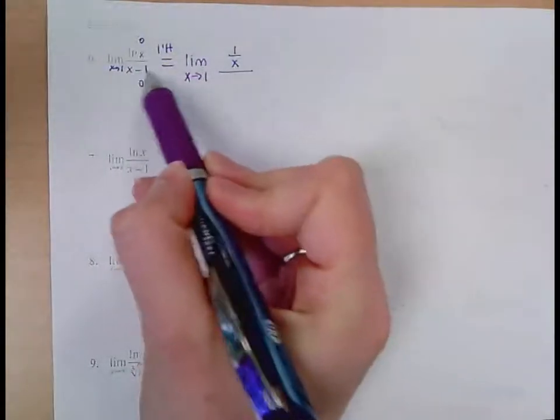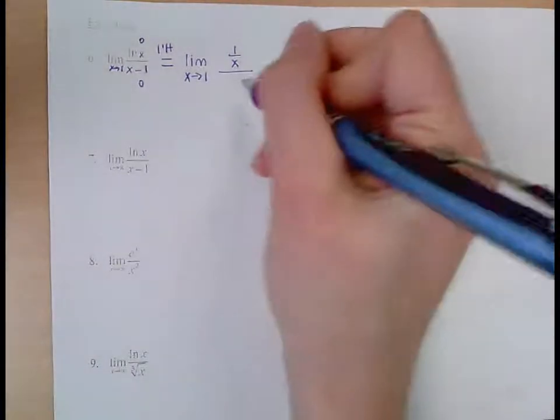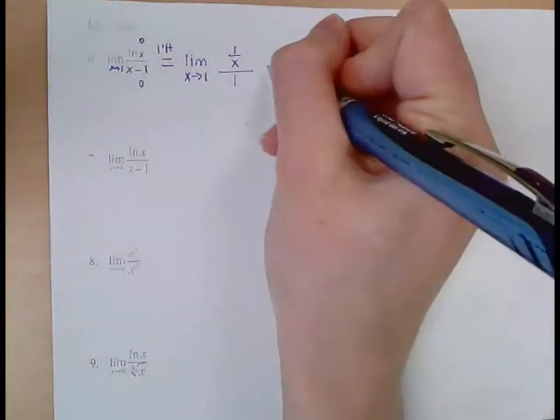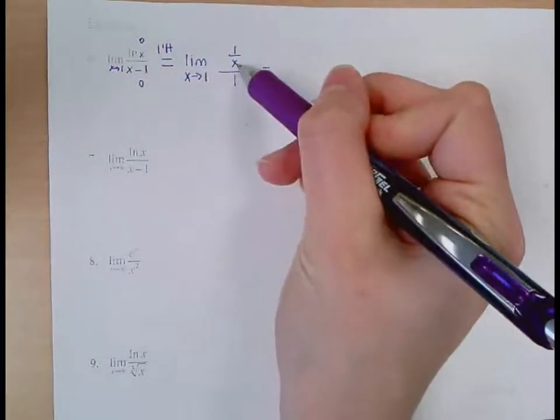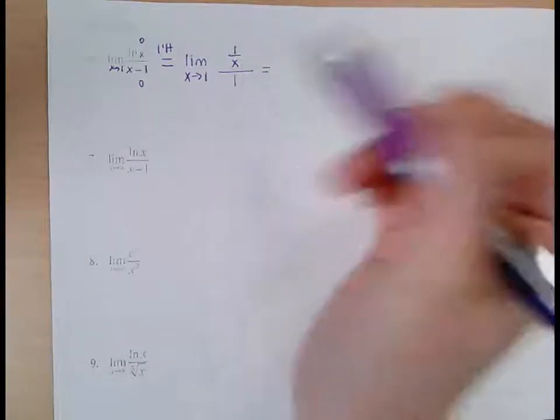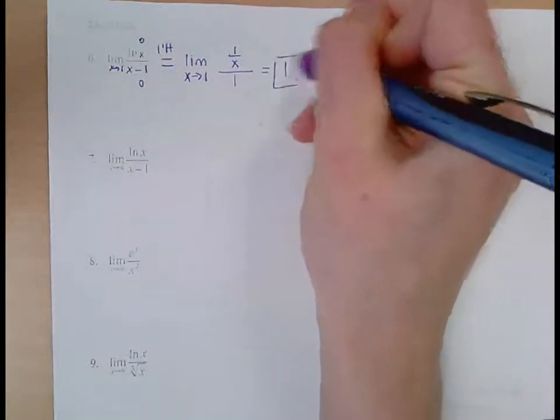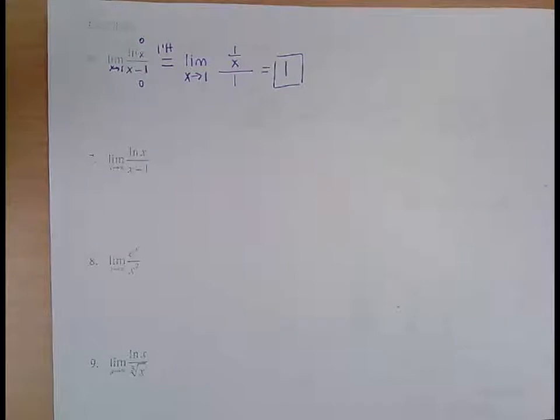1 over x. And then the derivative of x minus 1 is just 1. So now if I substitute 1 in for x, I have 1 over 1 over 1. It's just 1. It is a complex fraction. Your limit is 1.